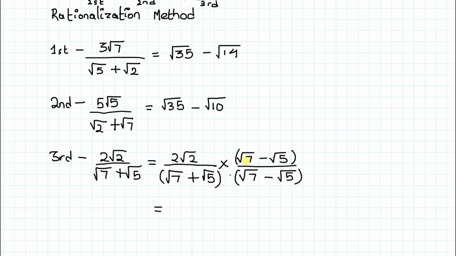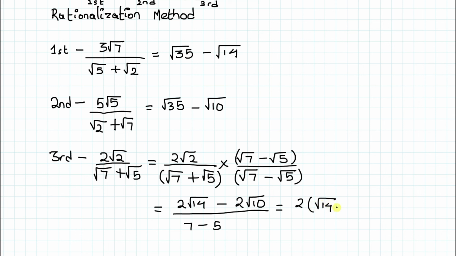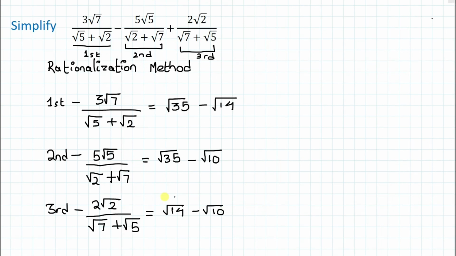So 2 root 2 multiplied with root 7 will get 2 root 14 minus 2 root 10 divided by 7 minus 5, by applying the algebraic identity. So we will take 2 common, root 14 minus root 10 divided by 2. This 2 gets cancelled out, we will get root 14 minus root 10. So by rationalizing all three terms, we get root 14 minus root 10 for the third term.